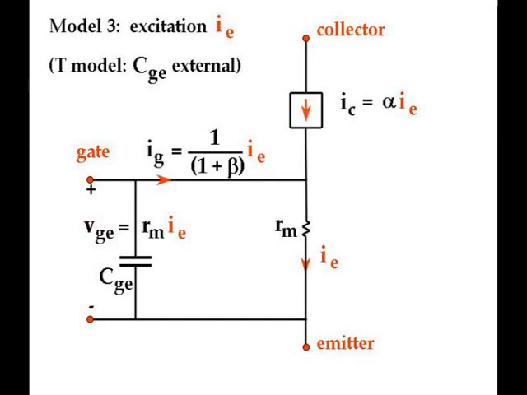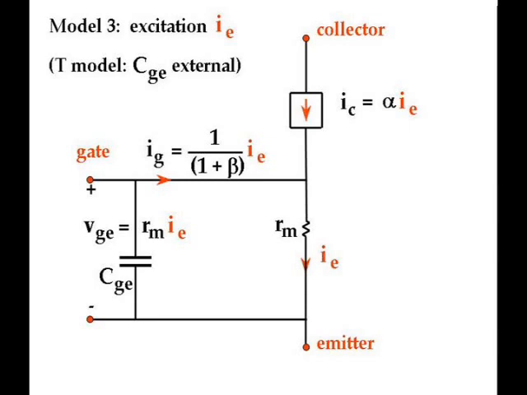Now still this model applies to either a BJT or an FET. The only difference now is whether alpha is equal to 1 or not. If alpha is a bit less than 1, it represents the BJT. The collector current is not quite equal to the emitter current, and the gate current is 1 over 1 plus beta times the emitter current, which is a very small fraction. Base current, the gate current, is not 0, but it's very small.